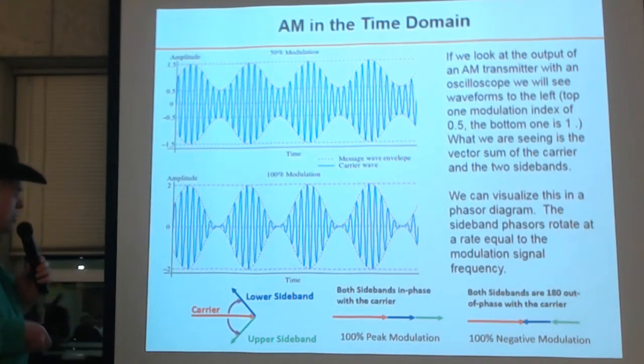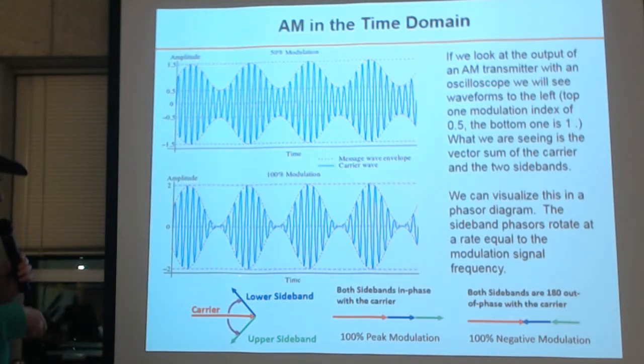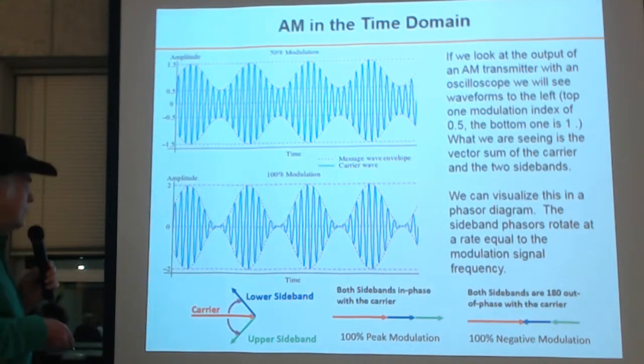So when I generate an AM signal, I generate a lower sideband that's a phasor rotating at the rate of the modulation in a clockwise rotation. And remember that, because we'll get to that in another part of our presentation at the end. The upper sideband is a phasor rotating counterclockwise, excuse me. So the upper sideband is moving counterclockwise. The lower sideband's moving clockwise.